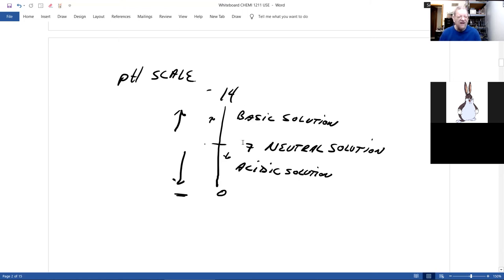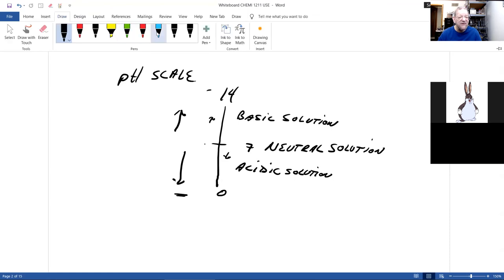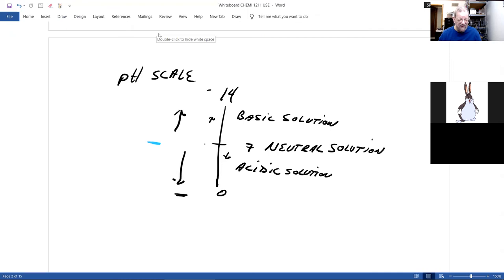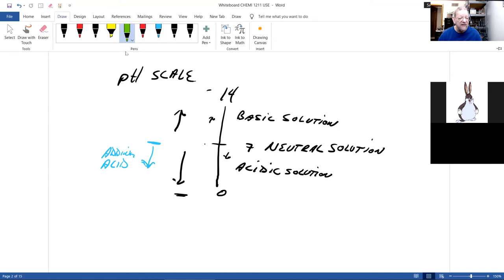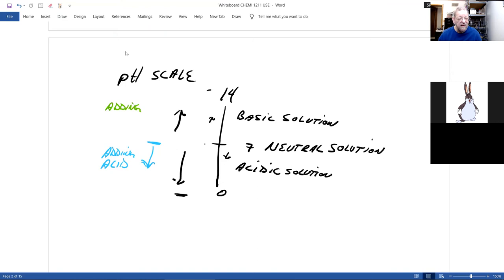It becomes more basic. I'll say that again. When you add acid, if you start at pH 7, the pH decreases. When you add a base, and you're at pH 7, the pH will increase. The greater the increase, the more basic. The other way, the closer to 0, the more acidic a solution is. Now, important thing, pH goes from 0 to 14. Never less than 0, never greater than 14.